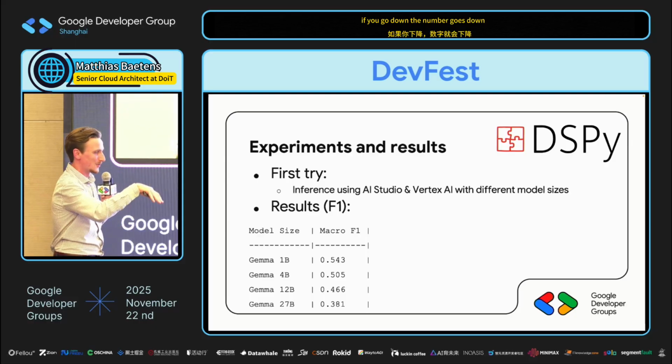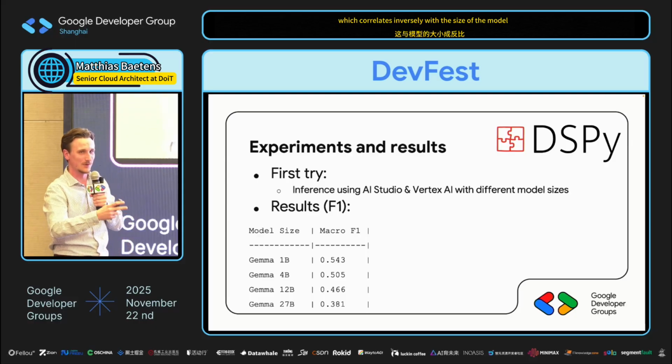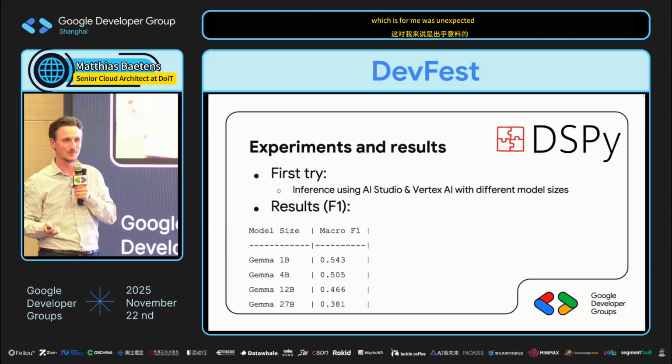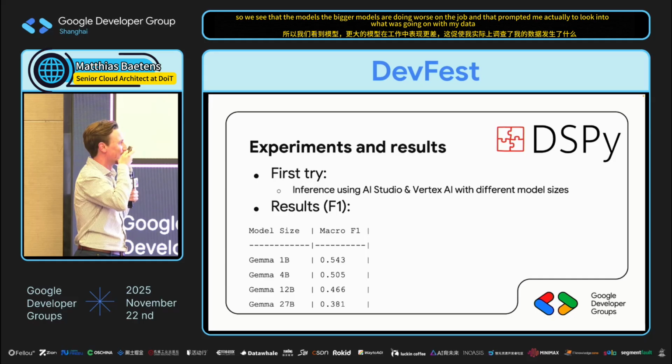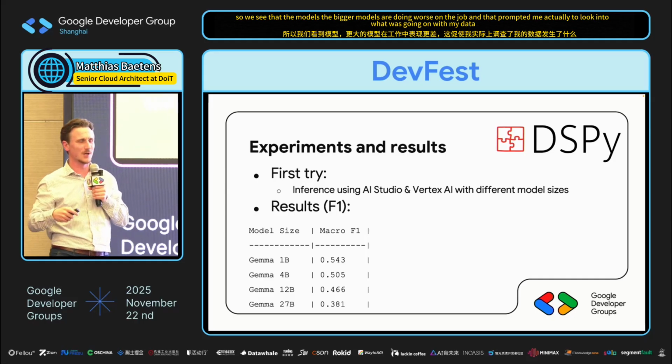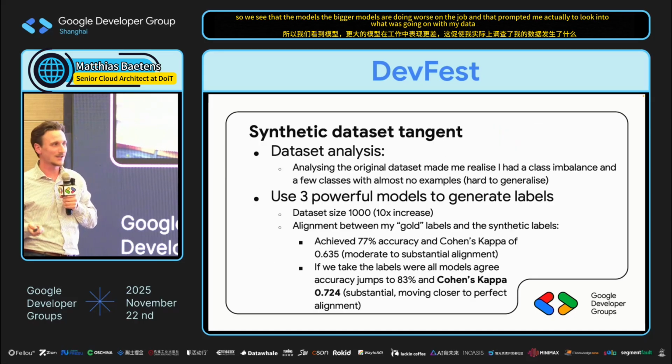If you go down, the number goes down, which correlates inversely with the size of the model, which, for me, was unexpected. So we see that the bigger models are doing worse on the job. And that prompted me to look into what was going on with my data.